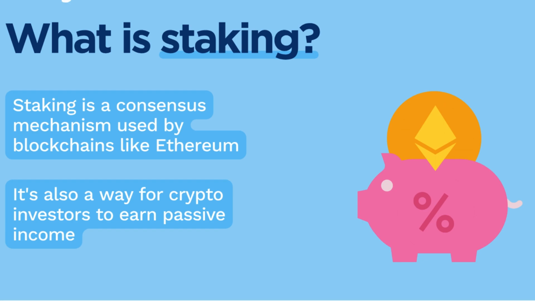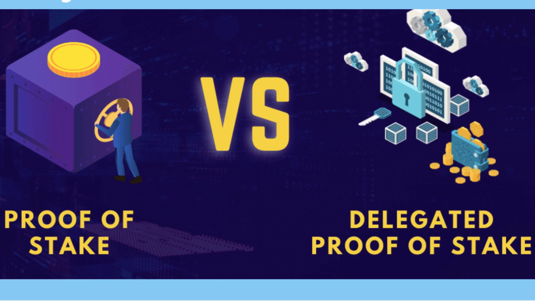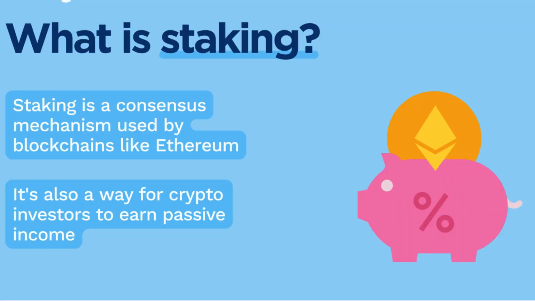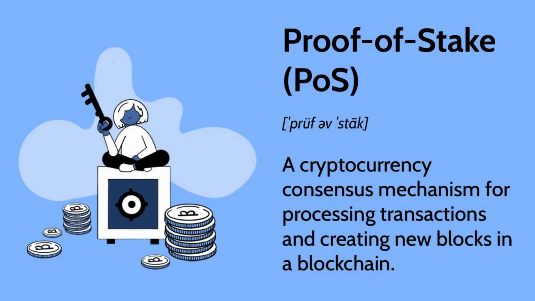Staking is commonly associated with proof-of-stake (POS) and delegated proof-of-stake (DPoS) consensus mechanisms. Here are key points to understand about staking in crypto. 1. Proof-of-stake (POS). In POS-based blockchain networks, validators are chosen to create new blocks and validate transactions based on the amount of cryptocurrency they hold and are willing to stake as collateral.